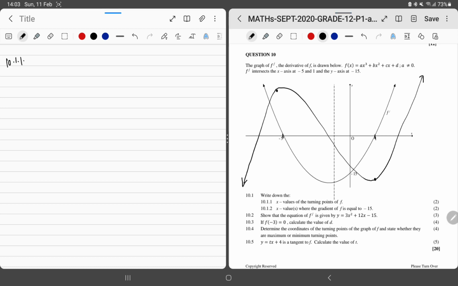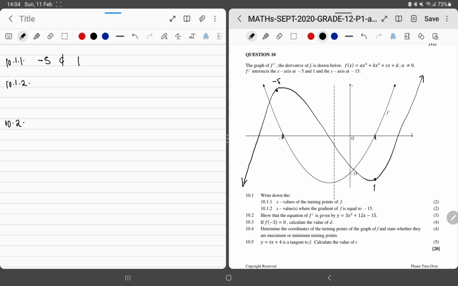10.1.1. Write down the x values of the turning points of f. So we said that the x-intercepts give you the values of your turning points. So the x values will be -5 and 1. 10.1.2. The x values where the gradient of f is equal to -15. I'm just going to skip that one for now because I'm not sure how to get the answer.